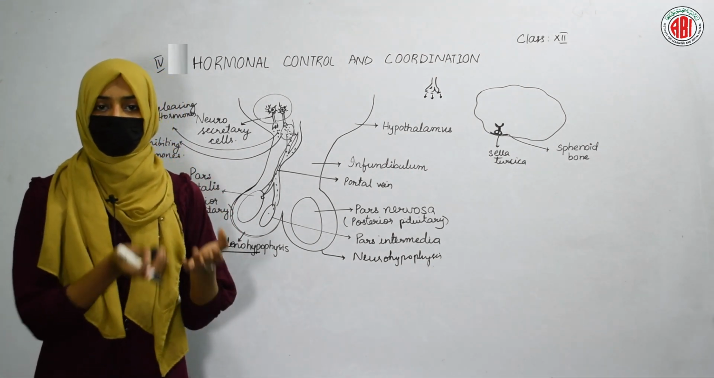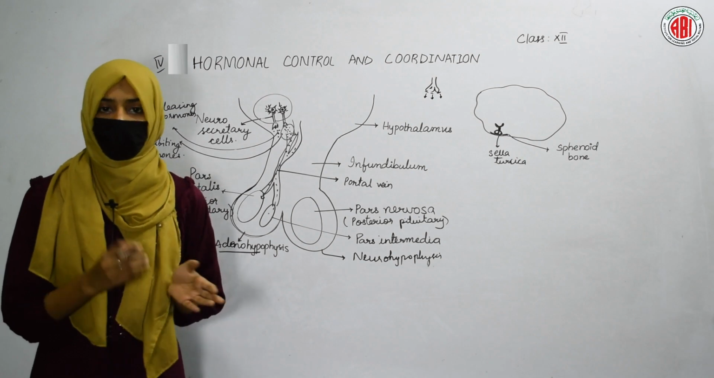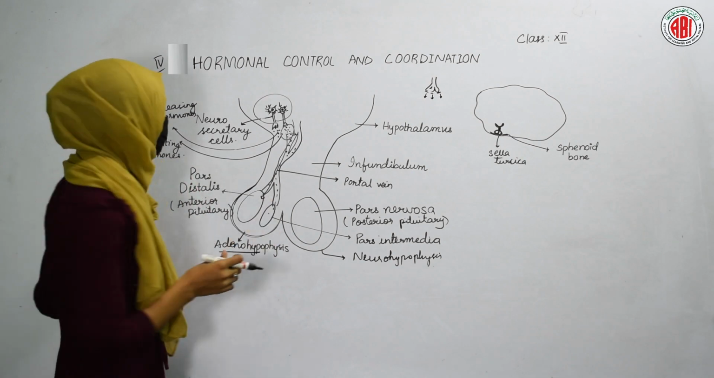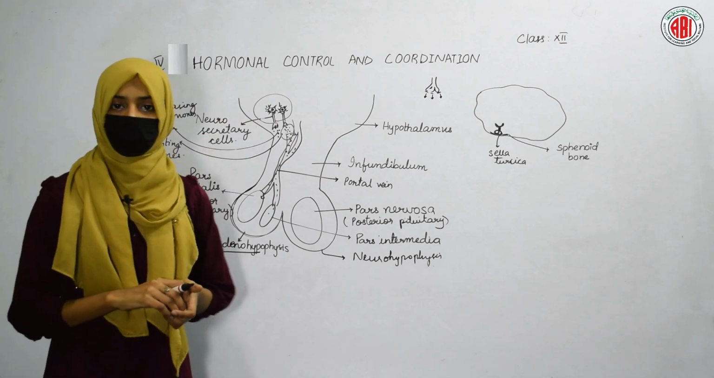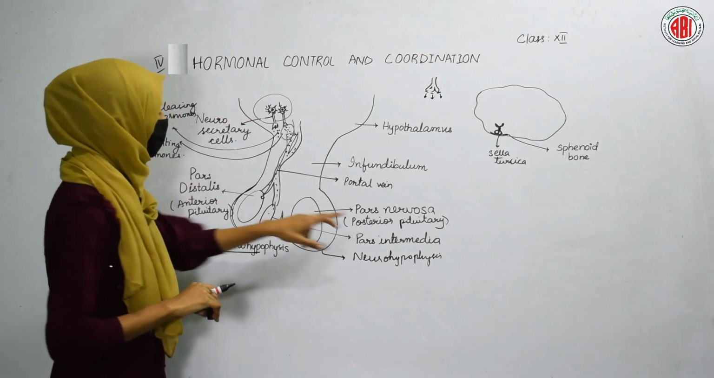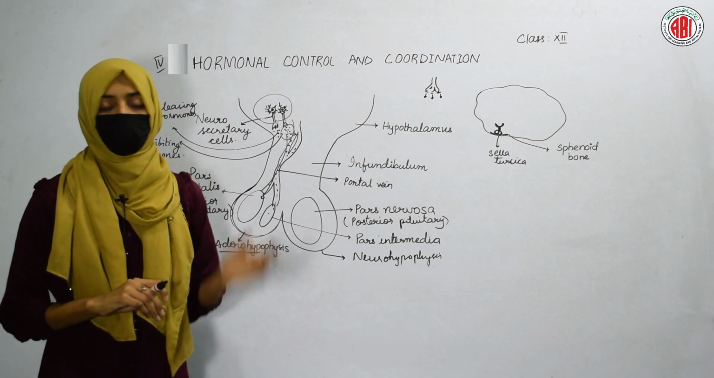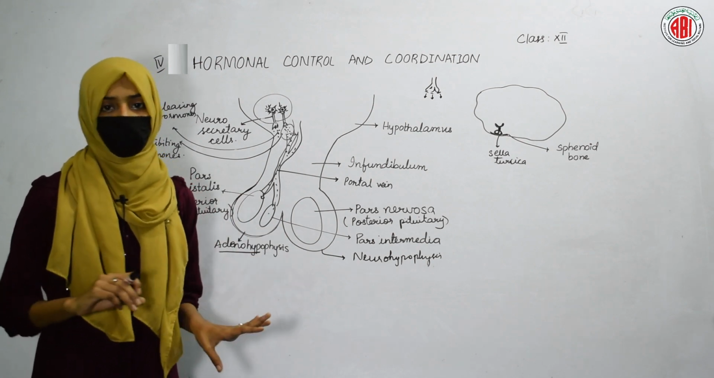They are just taking the signal and doing the activity based on the signals, based on the chemicals received by the neurosecretory cells. But this will not happen with the posterior pituitary. Posterior pituitary will not do any work.